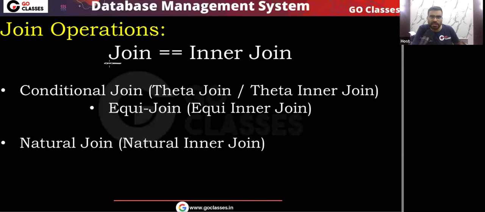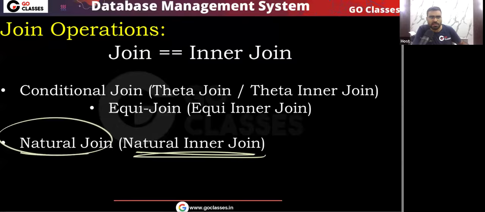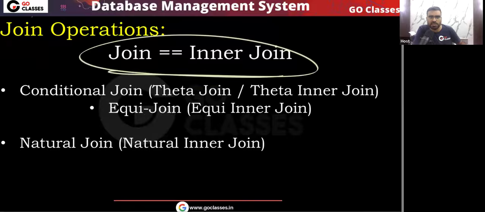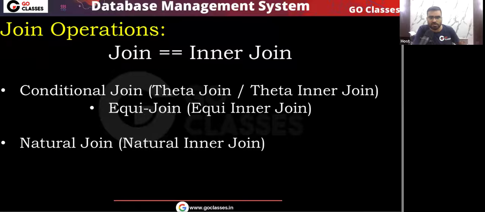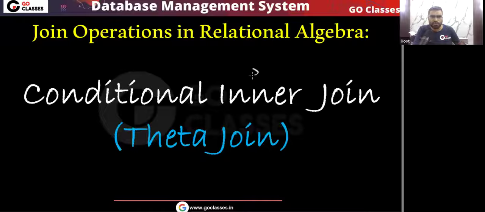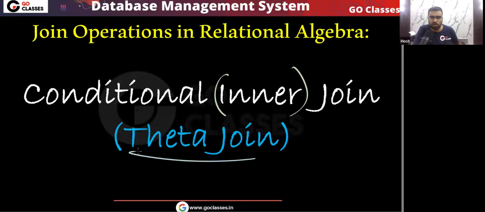Okay, now let's move on. Join means inner join, both are the same. So you can say theta join or theta inner join, both are fine. Equi join or equi inner join. Natural join or natural inner join, because join means inner join. All of them are inner join operations. So first let's see what is conditional inner join, or I can say conditional join, or theta join.